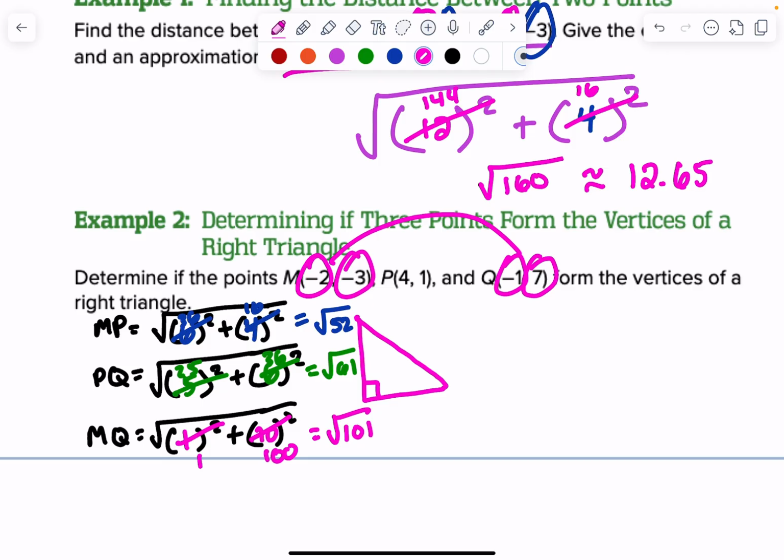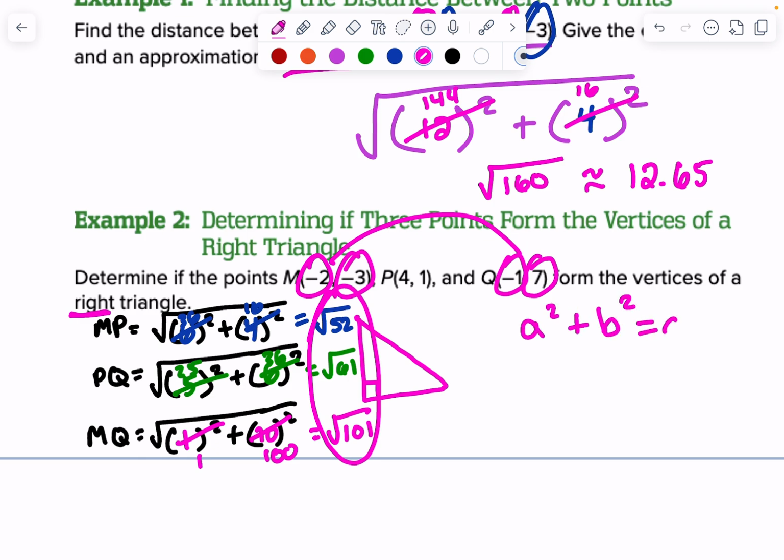Okay, now I look at this and they want to know if it forms a right triangle. Well, if it forms a right triangle, I can take the 3 sides and put them into a squared plus b squared equals c squared, right? That's how they work. But here's the problem: I don't know which one is which. The a and the b don't really matter, but I need to know what c is. C has to be my longest side. Oh, look. The square root of 101 is going to be the biggest one, right? So I'm going to plug that in for c.